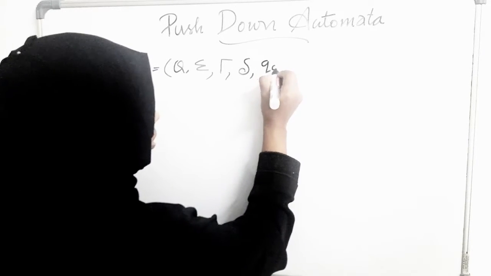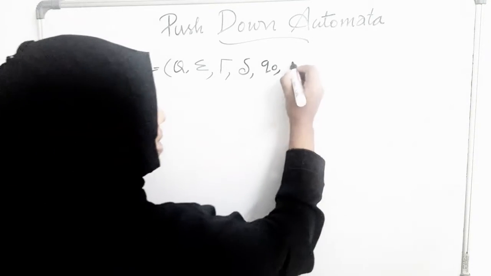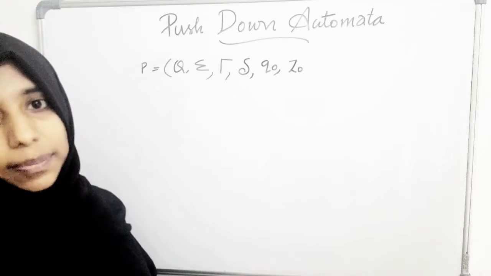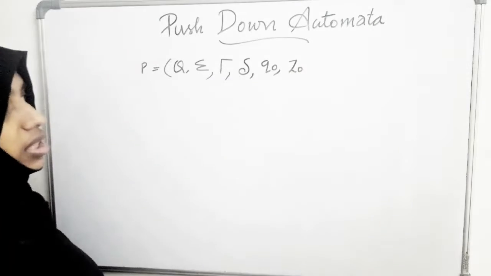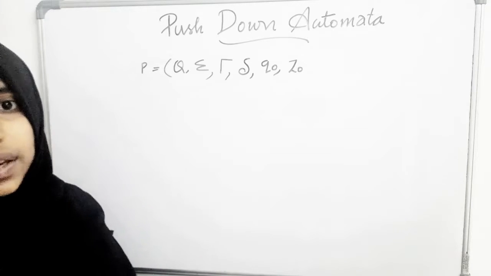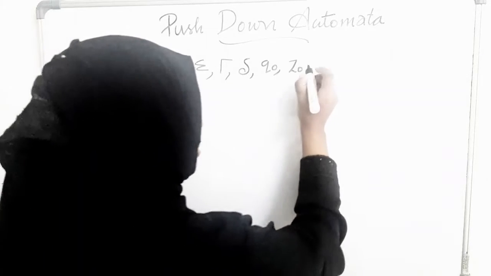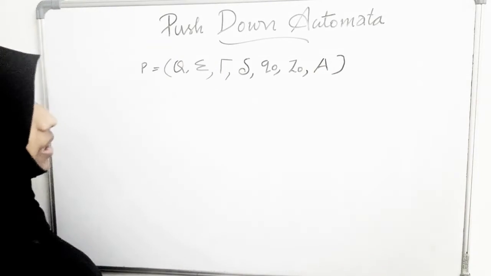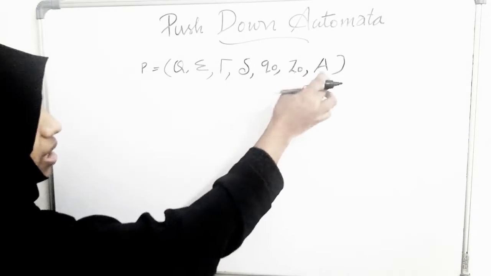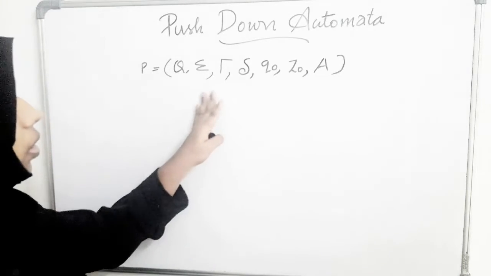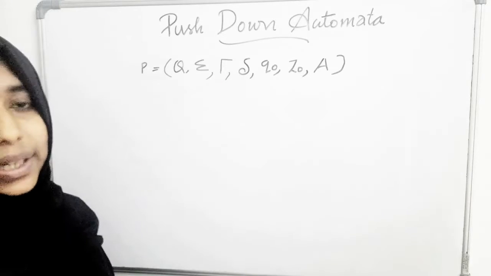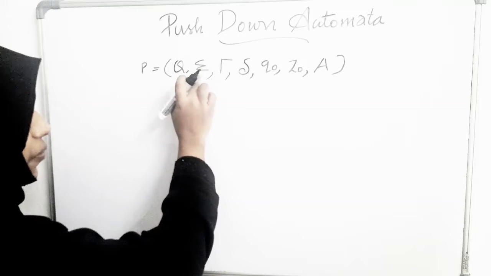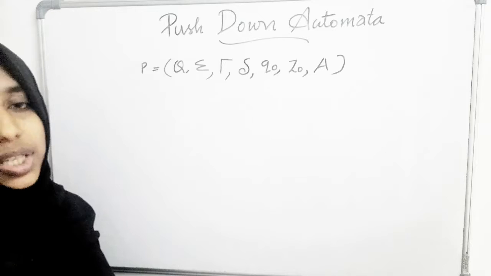Now it has q0, the start state. Similarly, it has Z0, the start symbol, because it always has a bottom mark symbol in the stack. So Z0 is the start symbol, usually present at the beginning in the stack. Then A or F can be used to represent the final states. So it is 1, 2, 3, 4, 5, 6, 7, a 7-tuple. Now tau, as I told, is the pushdown alphabet, the set of symbols that can be pushed into the stack. It can include symbols from sigma also, or it can have extra symbols.